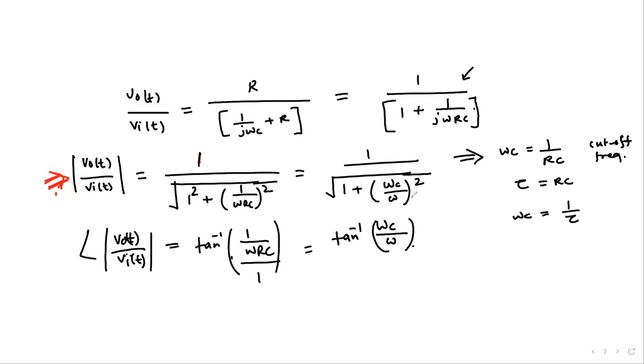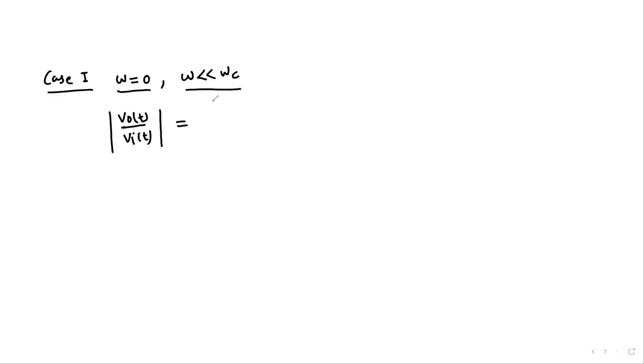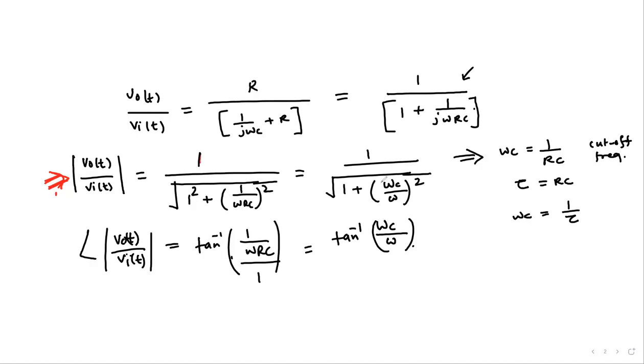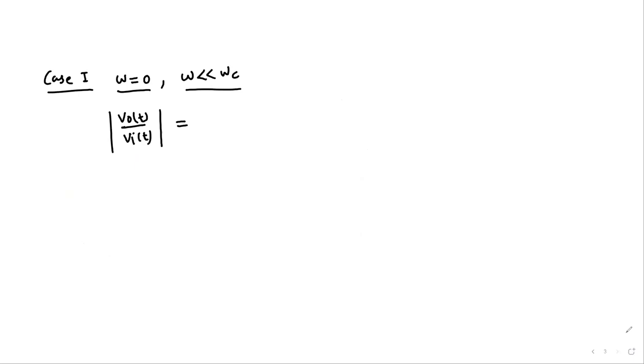Wait. So we have this omega starts to increase. For instance, it is still very, very less than omega c, but it starts increasing, then this goes down, and then the denominator goes down. So it approaches 1. Yeah, so then this magnitude starts approaching 1. So how do we understand this through the plot?